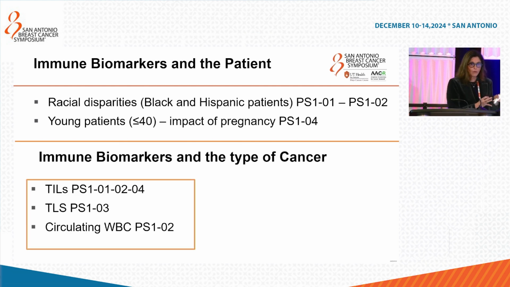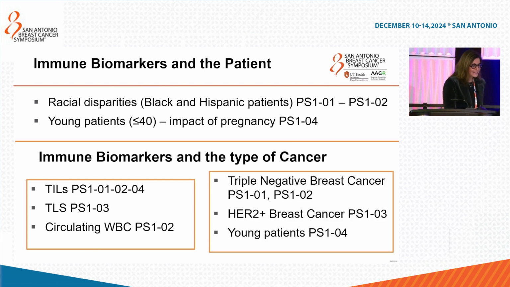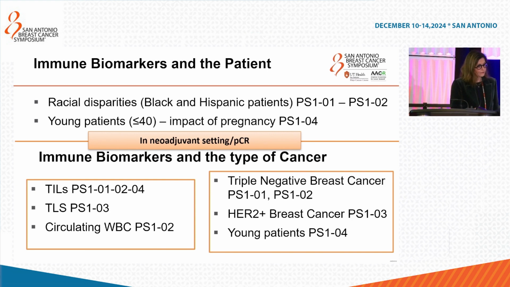Then we will go through, in fact, TILs, tertiary lymphoid structure, TLS, and circulating white blood count. We are going to look at triple-negative breast cancer in poster 1 and poster 2, HER2-positive breast cancer in poster 3, and young patients in poster 4. And this will all be in the neoadjuvant setting and PCR.